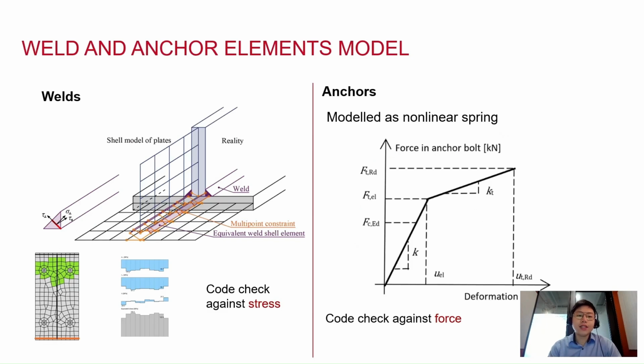Next, we have weld and anchors element models. For the welds, basically they will also be transformed into an equivalent weld shell element and then connected to other shell elements using multi-point constraint. Once the analysis is finished, we will code check the weld against its stresses. And next we have anchors, which will be modeled as a non-linear spring inside the analysis. And once the analysis is run, we will get the anchor forces, and then we will code check against those forces.